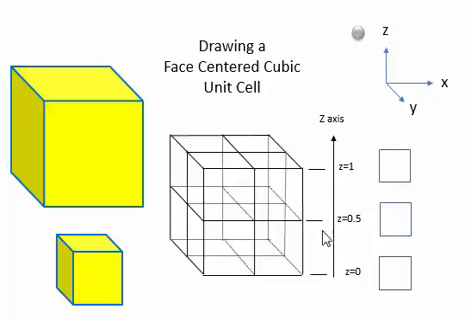So looking at this, I'm going to call this the z-axis. There's an x, y, and z axis shown here. And I'm going to slowly add atoms to this. But first of all, I'm going to show you how to treat the whole thing as one giant unit cell.